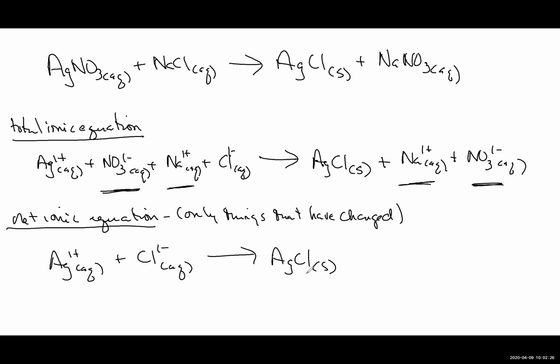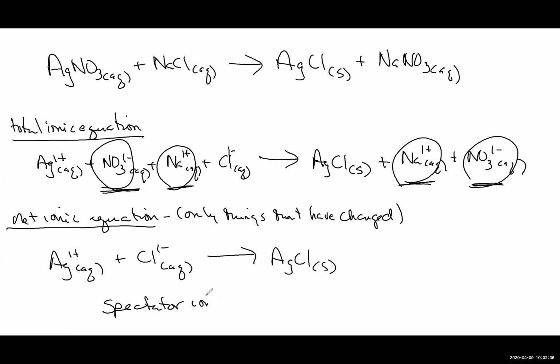So my net ionic equation is really just that silver ions and chloride ions combine to give me a solid. What happened to the sodium and the nitrate ions? They were there in the beginning and they were there at the end. Those are referred to as spectator ions. These are ions that undergo no change. So spectator ions are left out in the net ionic equation, but they're shown in the total ionic equation.